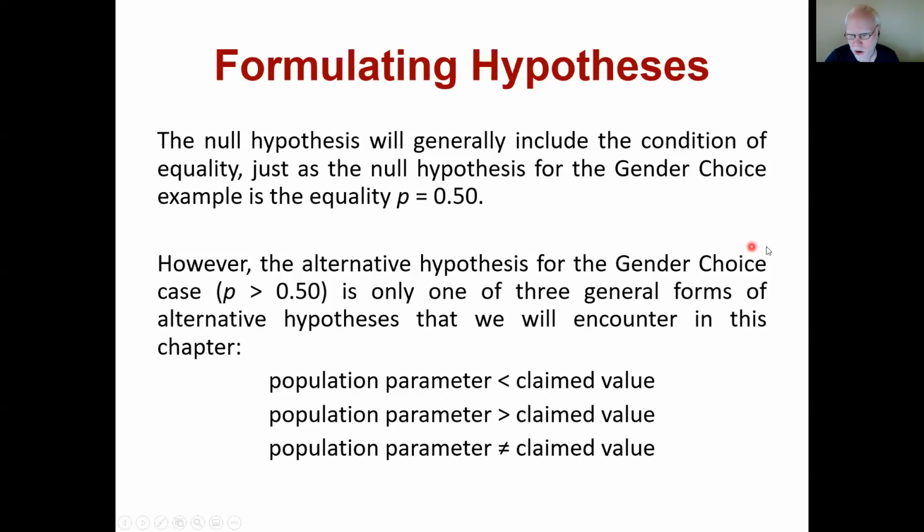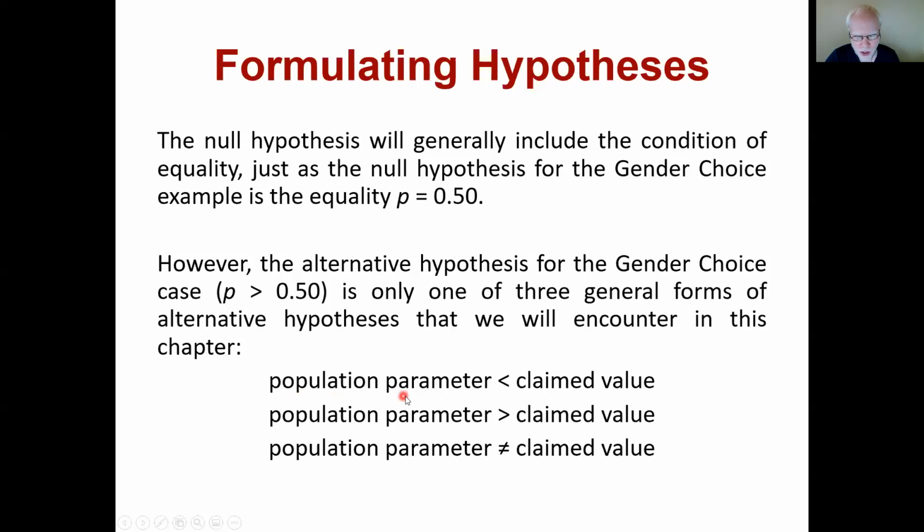However, the alternative hypothesis for the gender choice case, probability greater than 0.5, is only one of 3 general forms of alternative hypothesis that we can encounter in this chapter. So almost always your null hypothesis will be of equality, so equal to something. But your alternative hypothesis can take one of 3 forms.